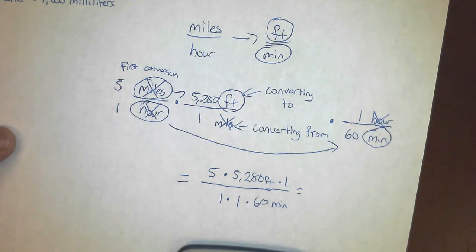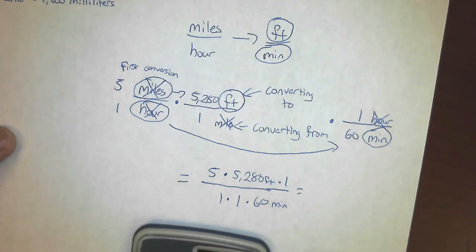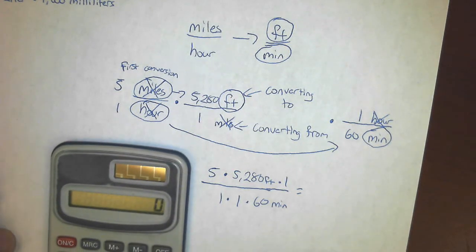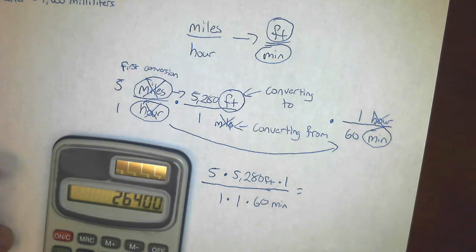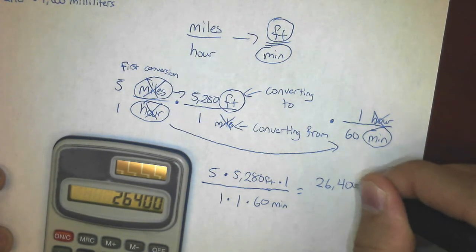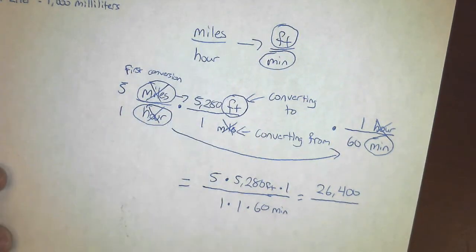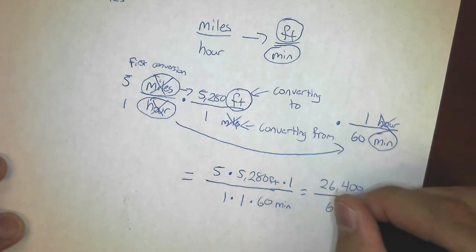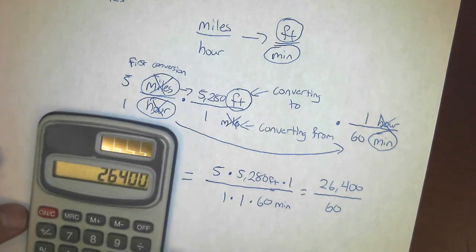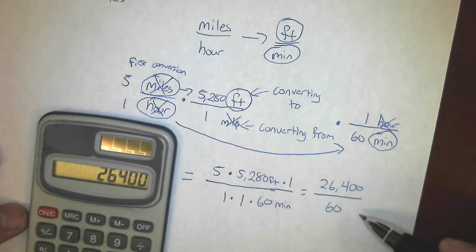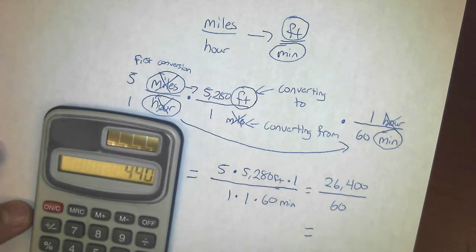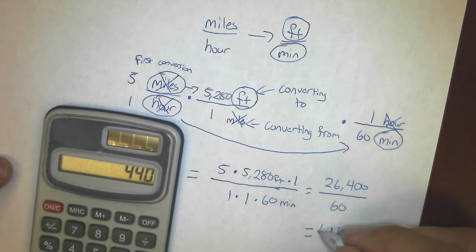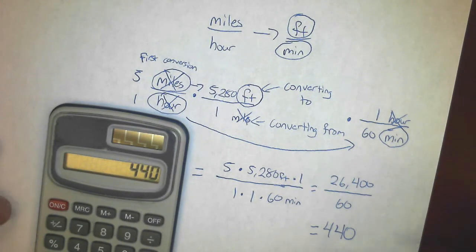Now you can do this via calculator or you can do it by hand. Doesn't matter to me. I'll do it by calculator. We've got 5 times 5,280 times 1. You should get 26,400. Now on the bottom, we have 1 times 1 times 60, which should give you 60. So I'm going to take my numerator divided by the denominator. So you should have 26,400 divided by 60. That should give you 440 even. And your final answer is 440 feet per minute.